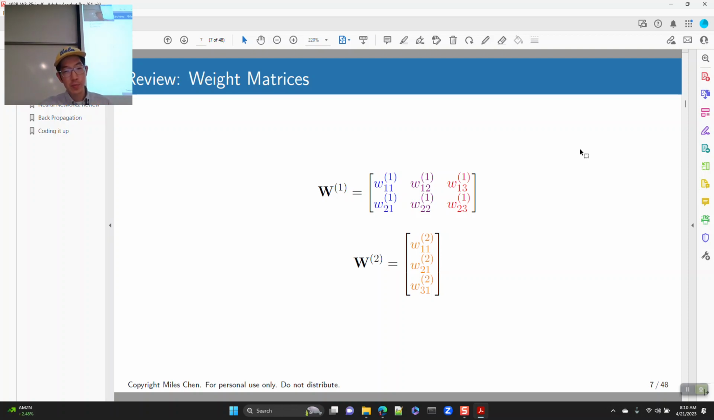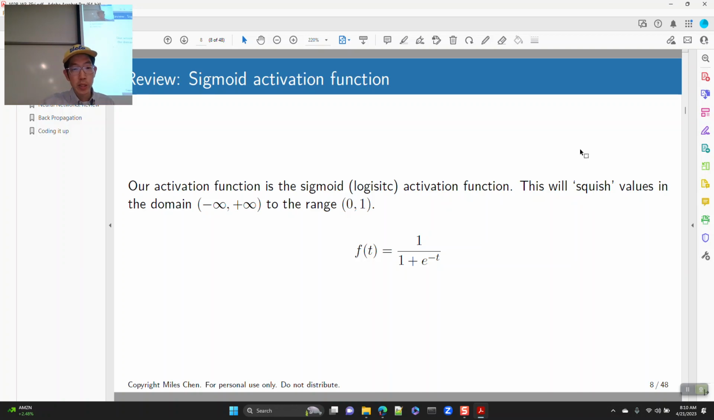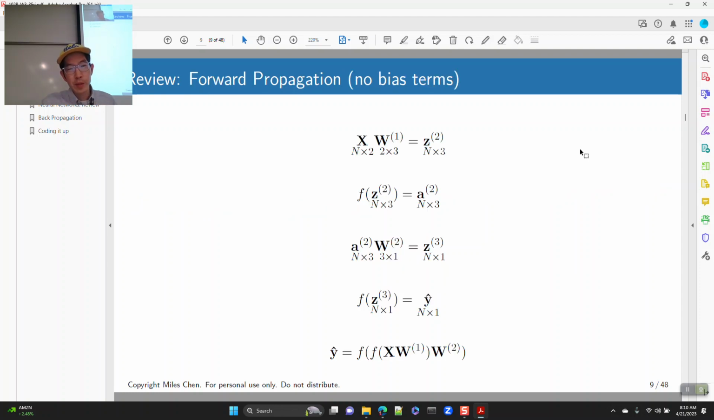So these are the dimensions of our weight matrices. W1 is 2 by 3, W2 is 3 by 1. We have this activation function. We're just using the sigmoid or the logistic function for it, but again, we can choose whatever we want. And this is how the forward propagation works. X times W1 gives us Z, apply F to the Z, then we get A. A times W2 gives us our other Z, and we apply F to that Z, and we get the Y hats.